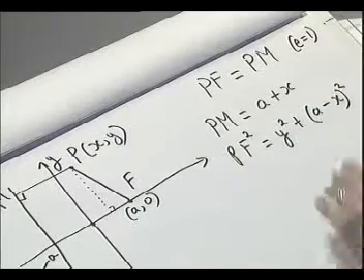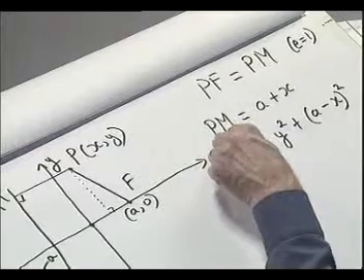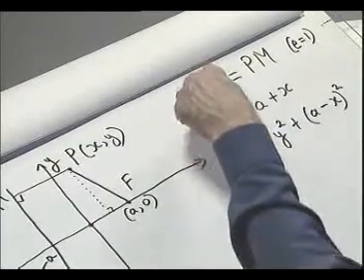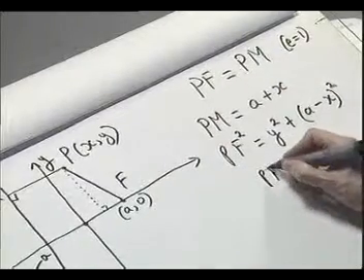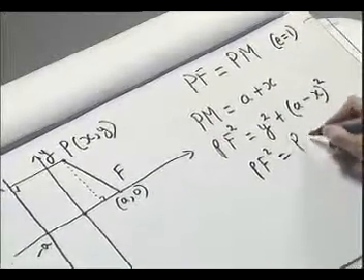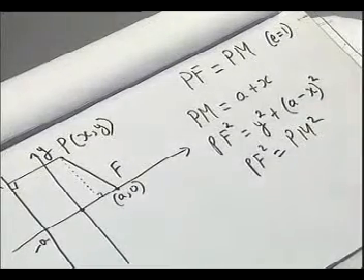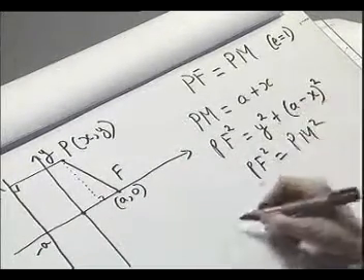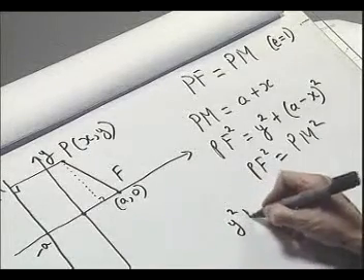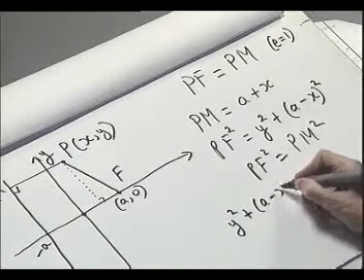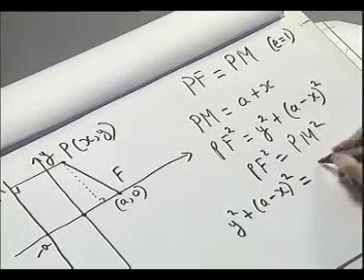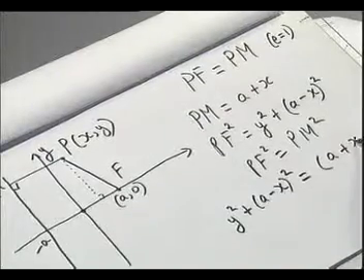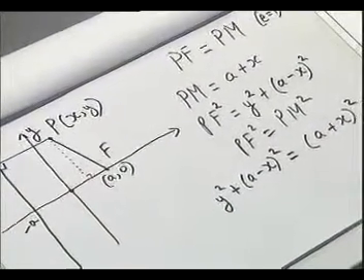So now I need to equate these two expressions, and first of all that means I've got to square PM, because if PF is equal to PM, PF squared must be equal to PM squared, and so we can substitute this in. So instead of PF squared we have y squared plus (a minus x) all squared, and instead of PM squared we have (a plus x) all squared.